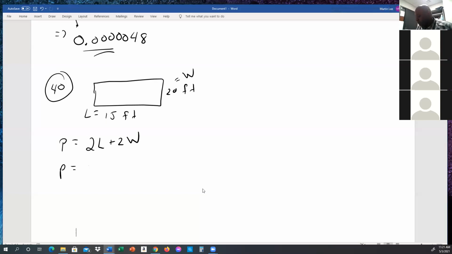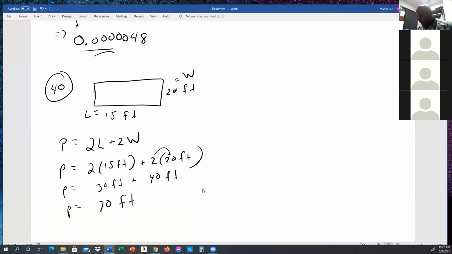So P equals 2 times my length, which is 15 feet, plus 2 times the width, which is 20 feet. And 2 times 15 is 30, plus 2 times 20 is 40. And 30 plus 40 gives me 70 feet. So how much fence is needed? 70 feet of fence.